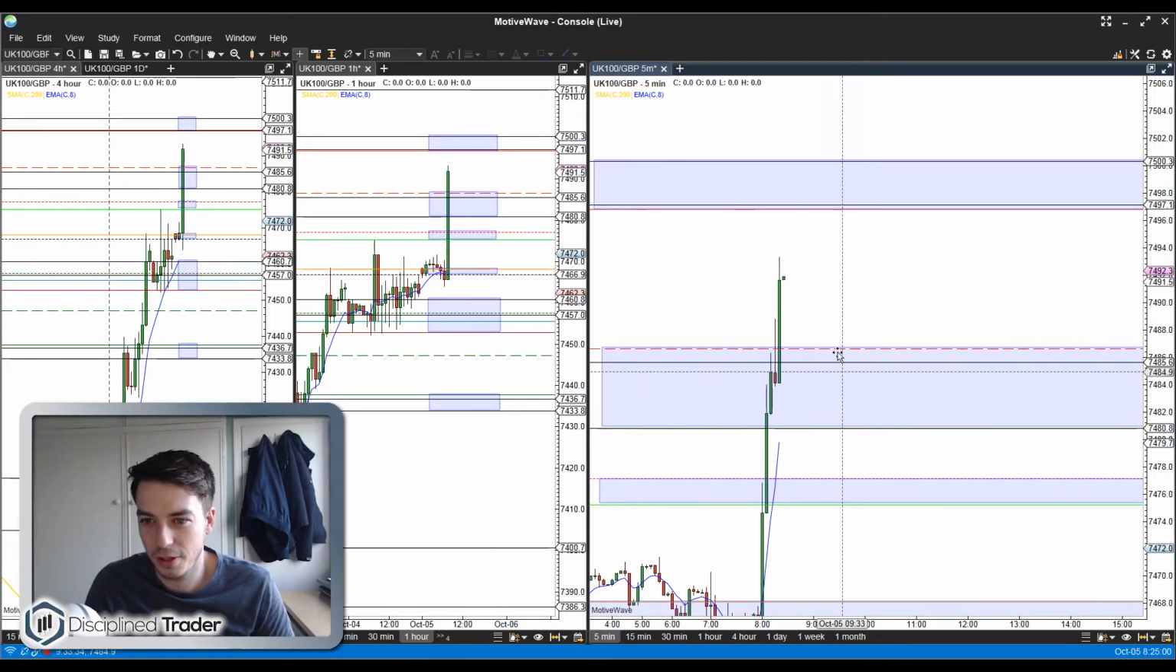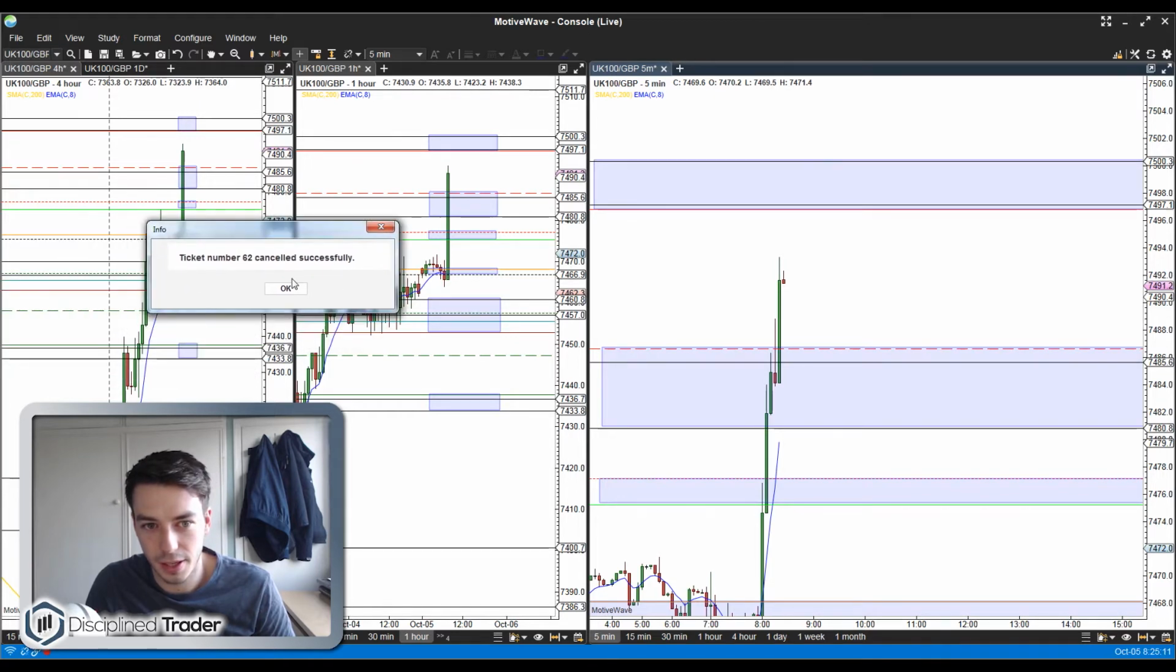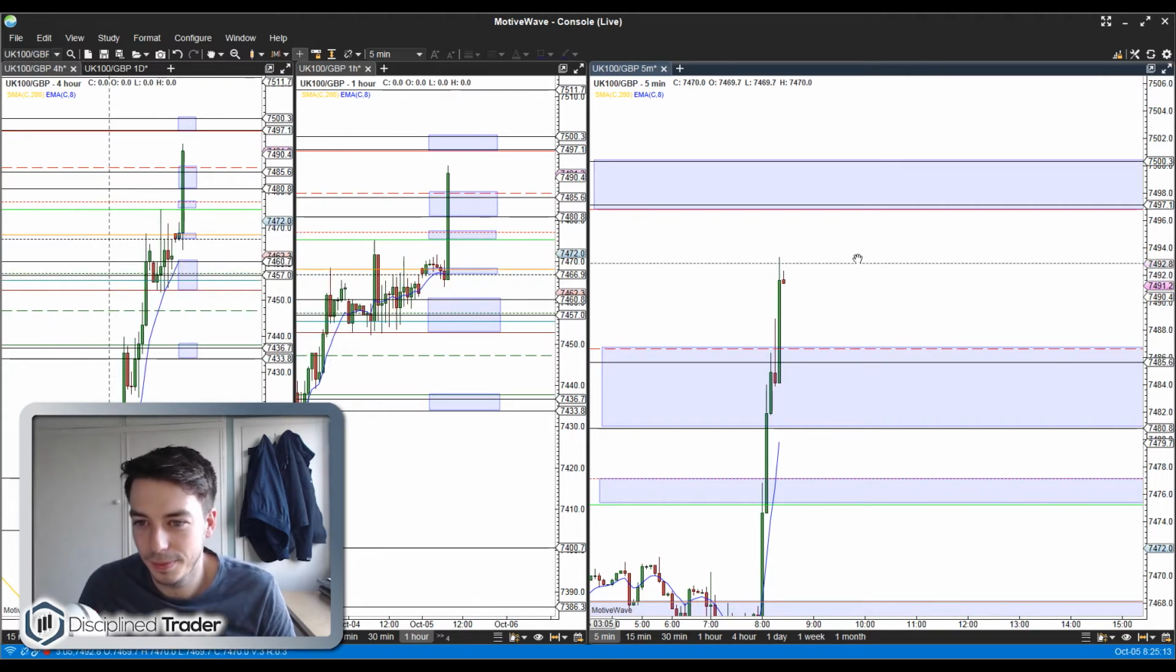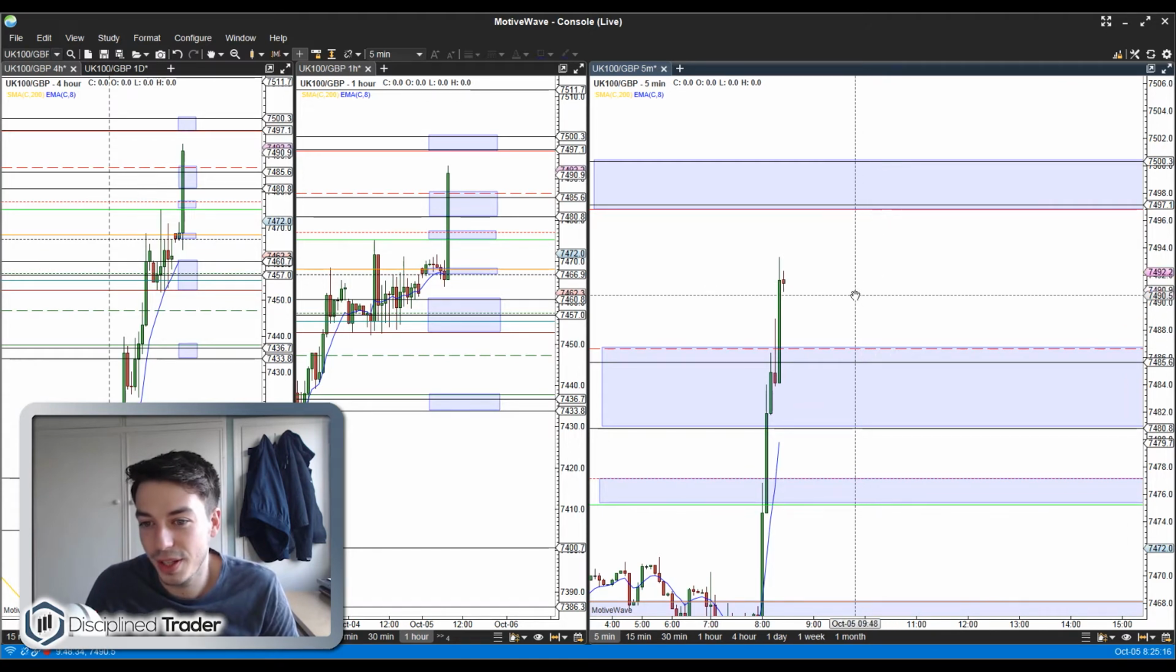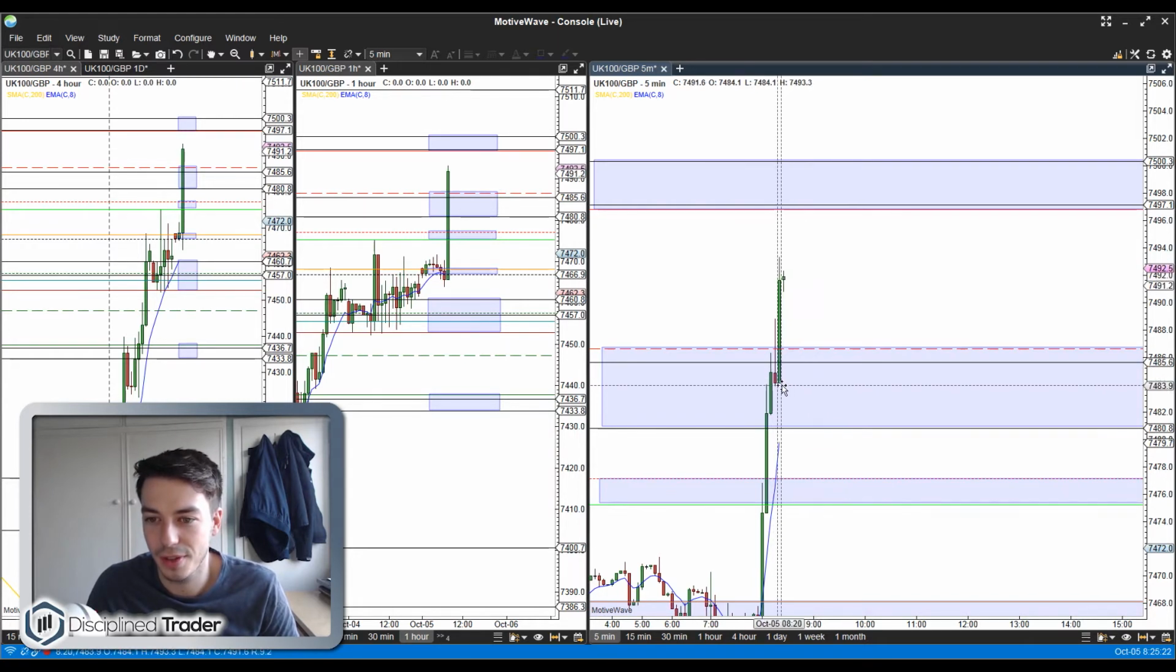Yep, so that's going to be the order cancelled. I will get rid of that now. So as you can see, that ticket has been cancelled. That's the benefit of using a break past signal entry system, really. If you would have entered straight after that signal candle, you would obviously have been burned by the next candle as it shot straight upwards.